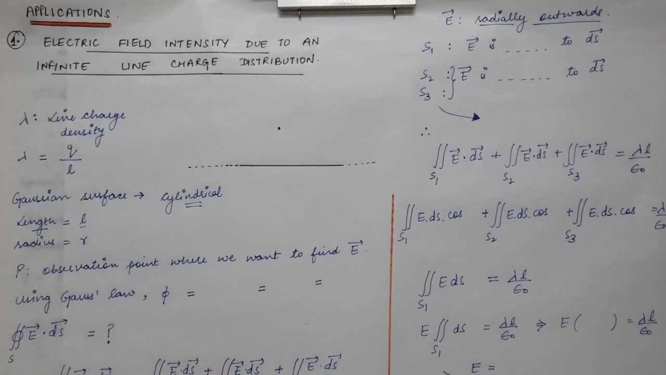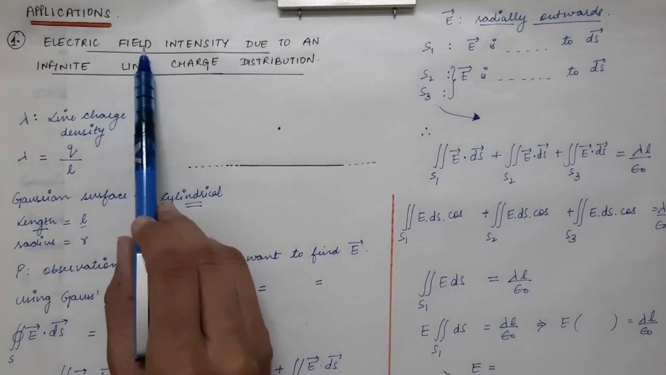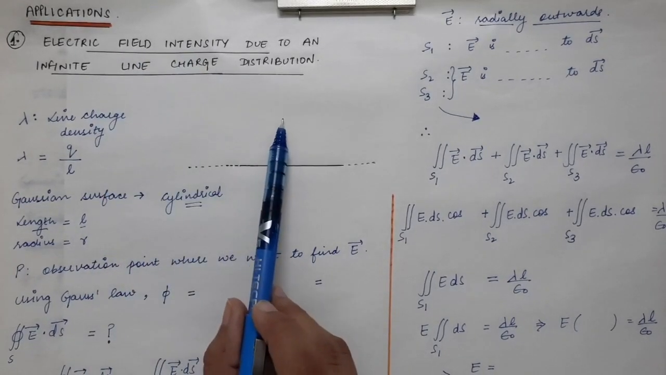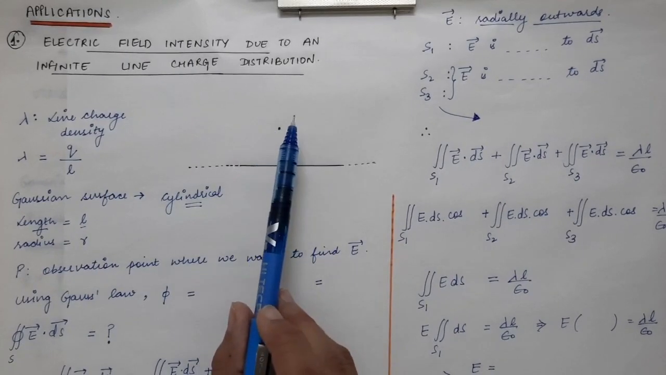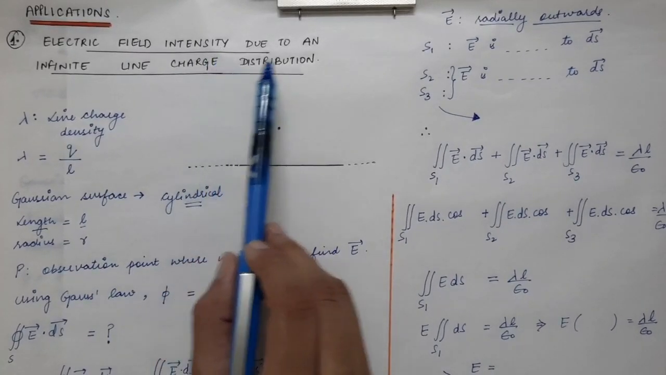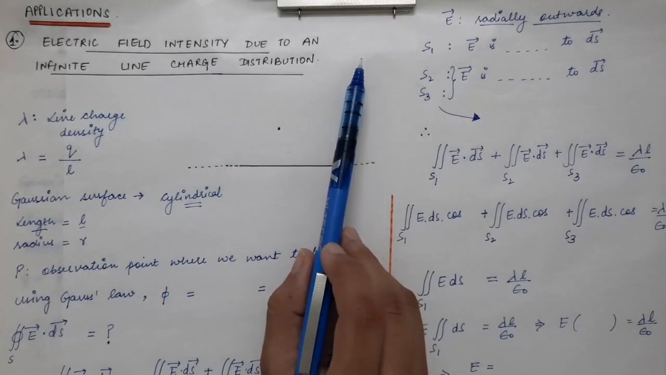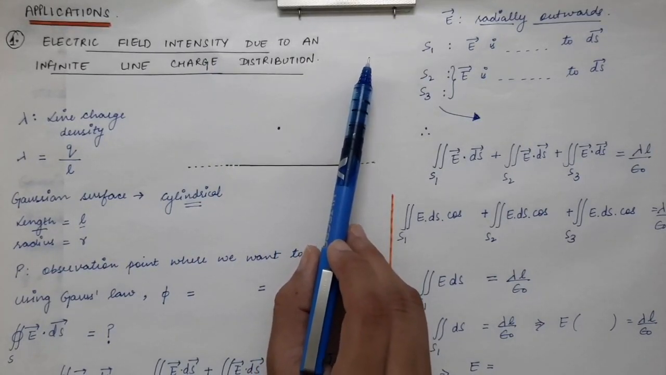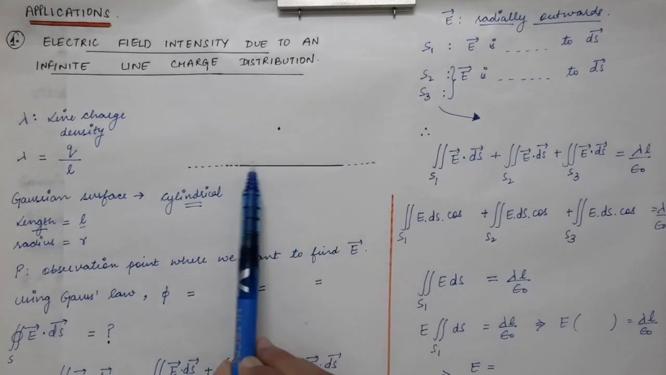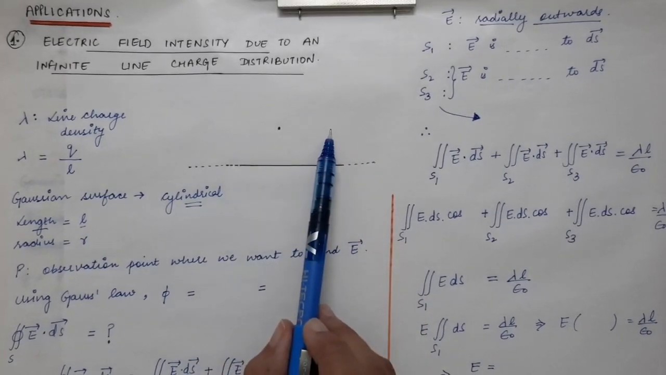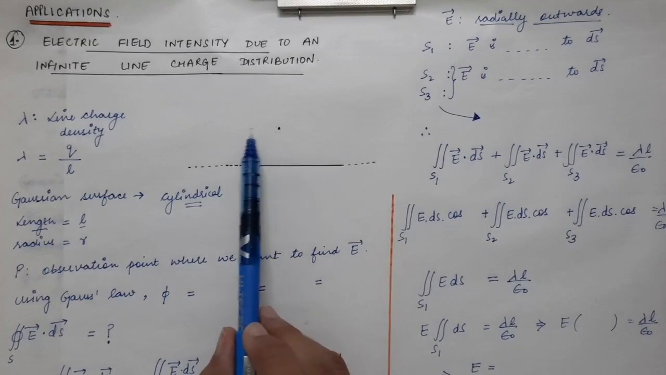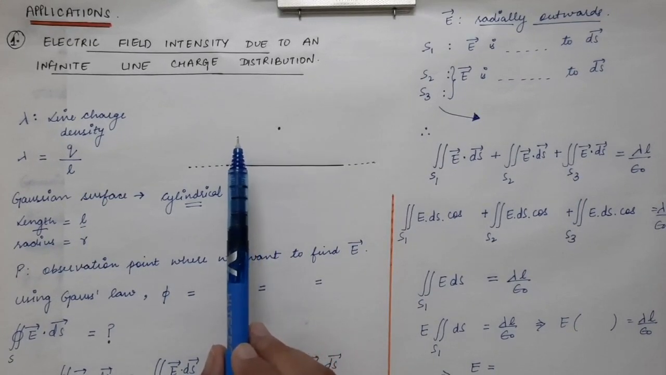So that is how we define line charge density. To find the electric field intensity at this point P, first of all we have to draw a Gaussian surface, so we have to do the derivation using Gauss law. In Gauss law, the first step is to draw a Gaussian surface. In this system we will draw a Gaussian surface, and that Gaussian surface will be a cylinder.